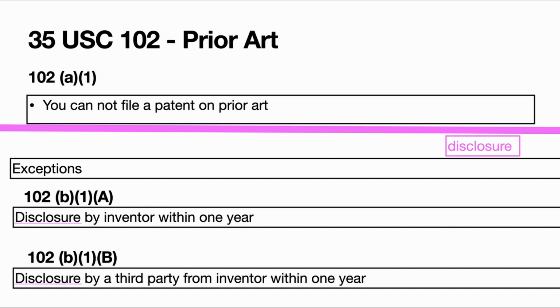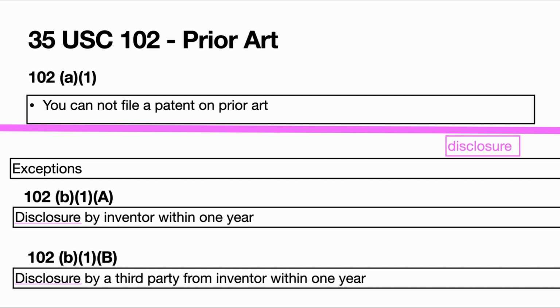Okay, 102A1, and it's important to notice that it's 35 USC 102A1 and so on, because sometimes questions won't refer to it as prior art, but rather refer to it as the particular number relating to the law. So you'll have to know these numbers exactly. So 102A1, you cannot file a patent on prior art.